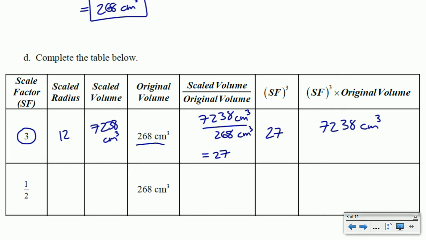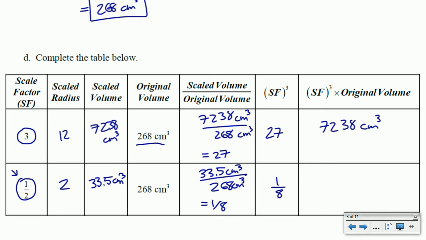If we scale the radius by 1/2, 4 divided by 2 gives us a scaled radius of 2. 2 cubed is 8, and if we multiply that by 4/3 times pi, we get 33.5 centimeters cubed. And dividing 33.5 centimeters cubed by 268 centimeters cubed, we get a result of 1/8. The scale factor 1/2 raised to the power of 3, 1/2 times 1/2 times 1/2 is 1/8 as well, and 1/8 times 268 gives us 33.5 centimeters cubed.